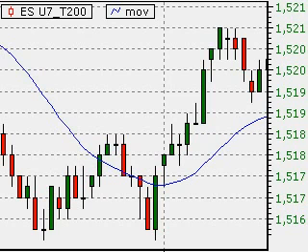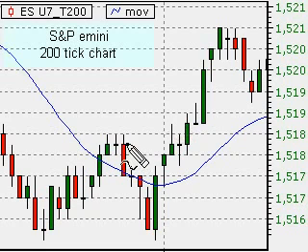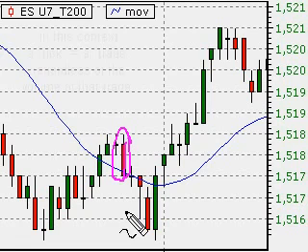Okay, so here's a tick chart. Again, this is the E-mini futures, and this is a 200 tick chart. So what that means is each one of these bars represents 200 ticks. Now, what is a tick? A tick is a trade.